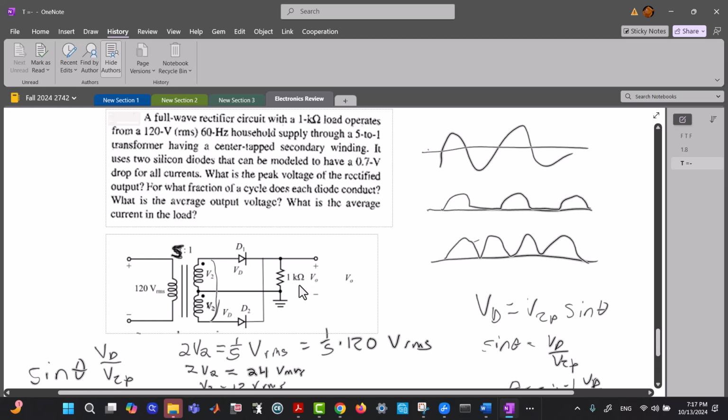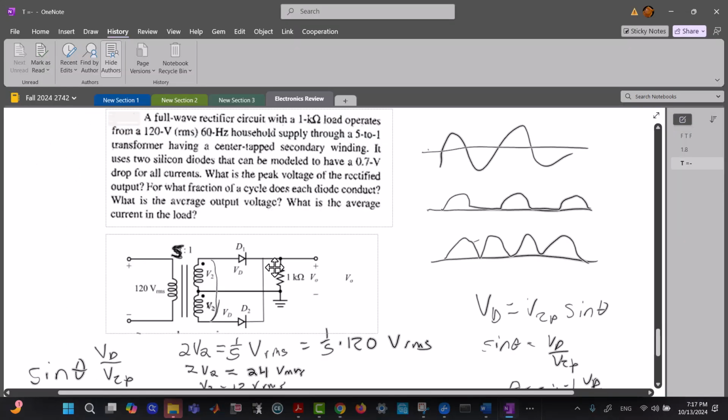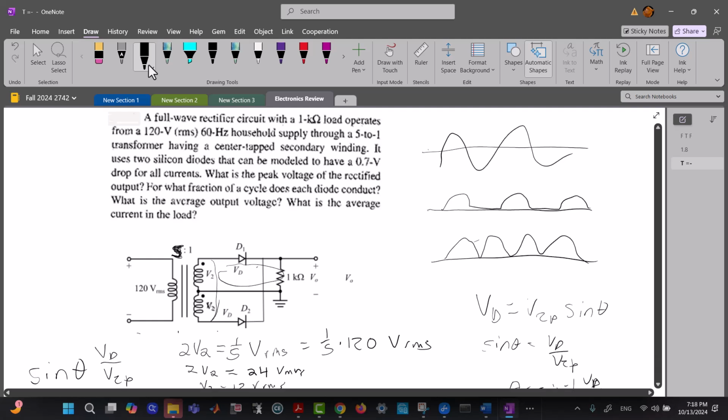So if I took plus V out, if I did it all in one line, going all the way around like that, so plus V out, and then minus V2P sine phi plus VD equals 0, and then take those to the other side. V out equals V2P sine phi minus VD.